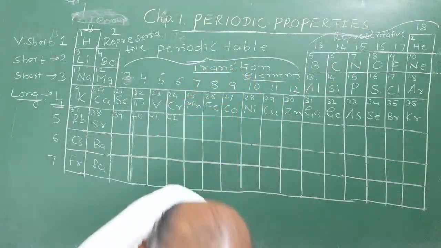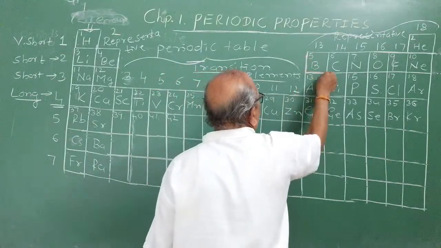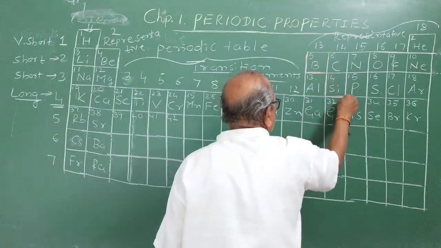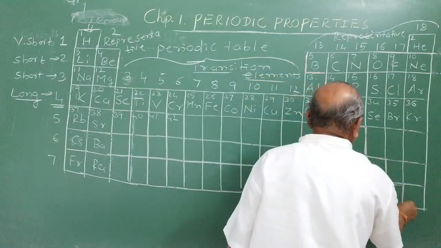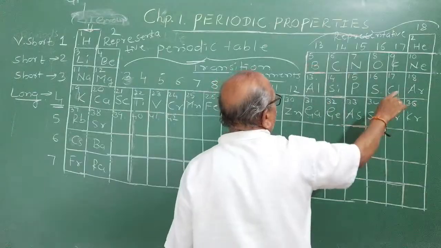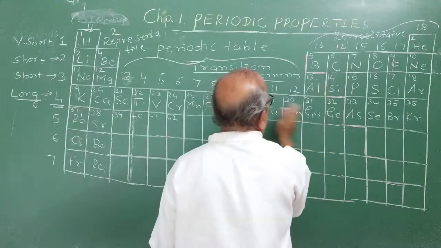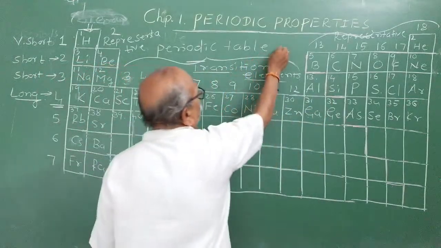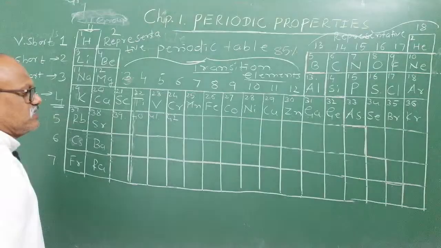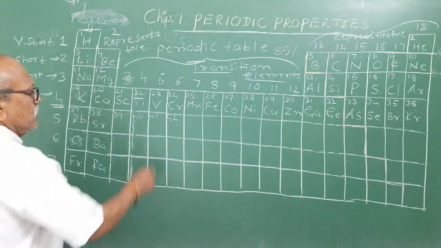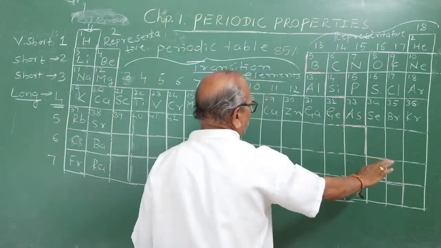Clear? From boron, if I draw a zigzag line, observe here. I will show it with a red color. You can observe this zigzag line. Are you getting me? The elements on the right side of this zigzag line are all pure non-metals, and the left side are all metals. More than 85% of the elements are metals. Total 118 elements are there. All 118 elements are filled now, completely filled, right?